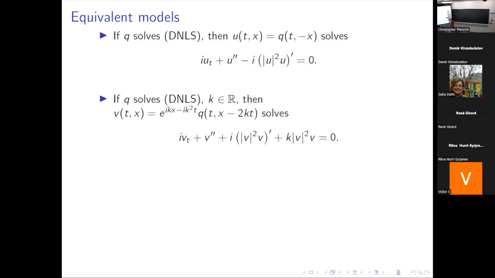Another negative sign towards this direction is the following. So if I take again Q, a solution to the NLS, and do a Galilei transformation to it, then I will get V that solves this equation. So what do I have here? I still have a cubic nonlinearity with a derivative, but I also have a cubic nonlinearity without a derivative, multiplied by a factor K, which can be anything I want, positive, negative, huge, small, right?